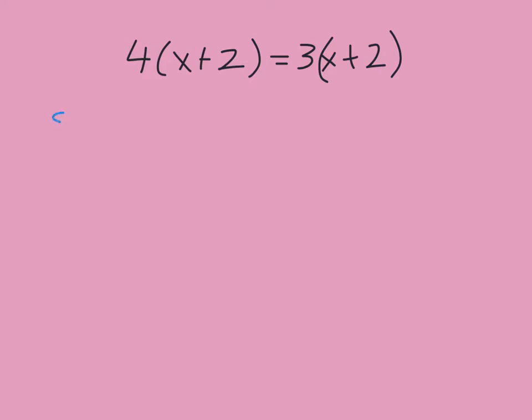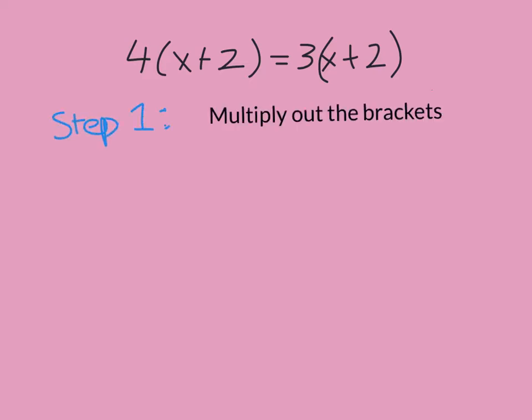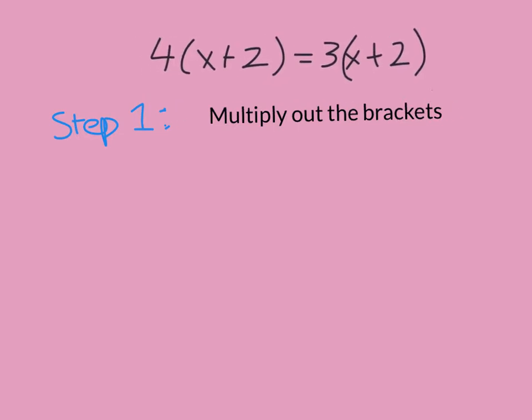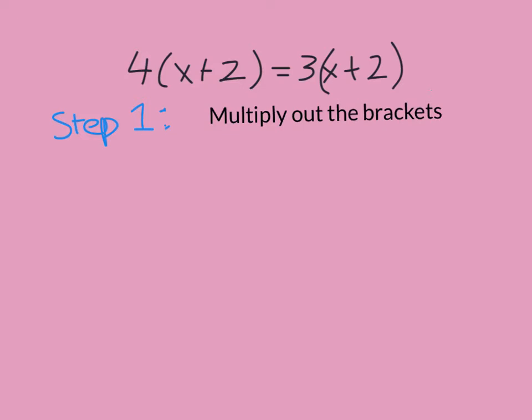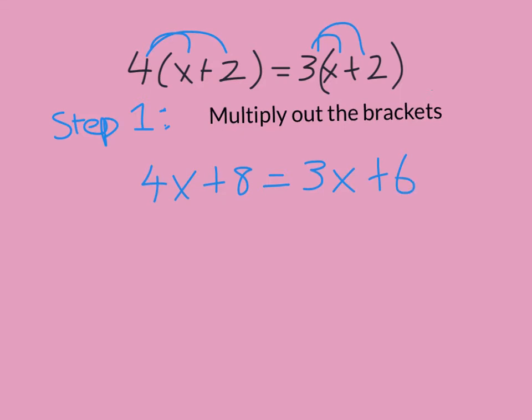So step one, we're going to clear the brackets. So I'm just going to use my loop method here to multiply out the brackets. So we have 4 by x, which is going to give me 4x. And then I have 4 by 2, which is going to give me plus 8, and equals 3 by x gives me 3x, and 3 by 2 gives me plus 6.